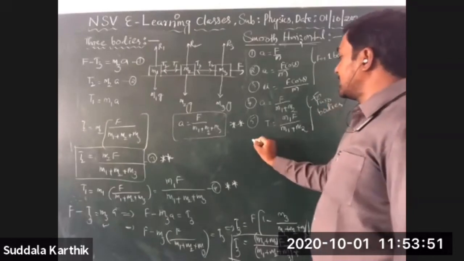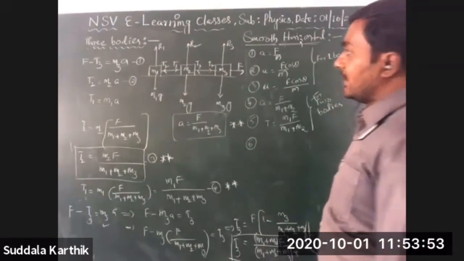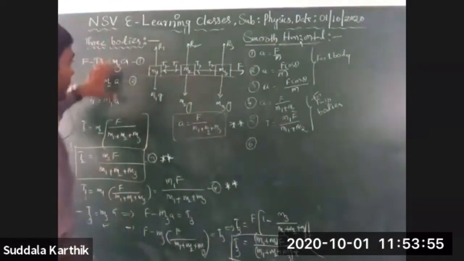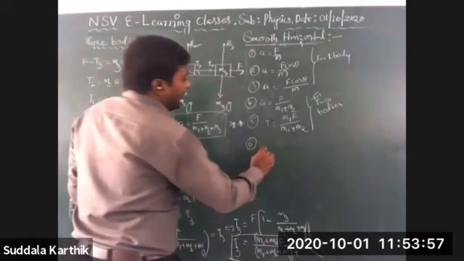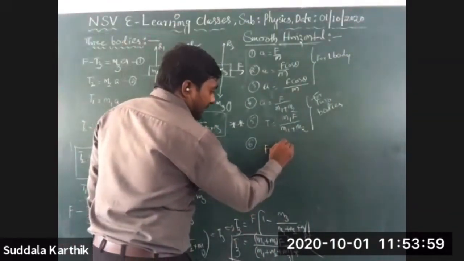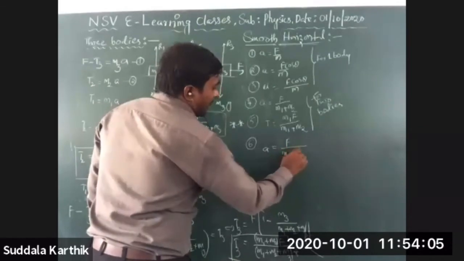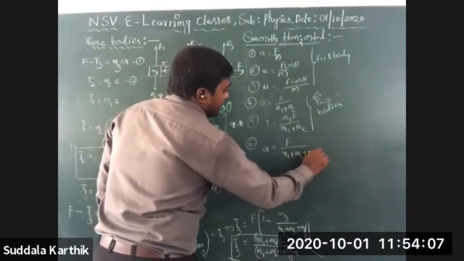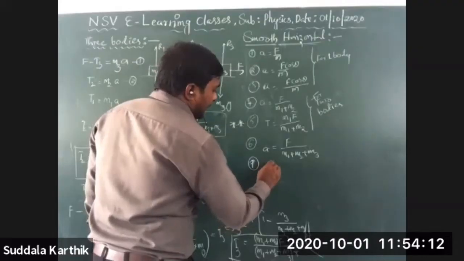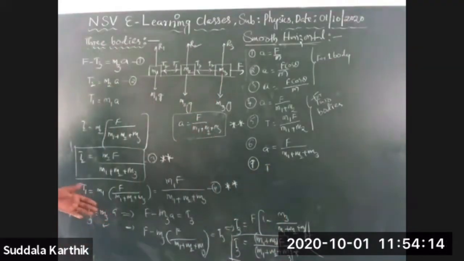For two bodies, the sixth one is what? Yes, for three bodies, what is there? F is equal to, tell me, a is equal to F by m1 plus m2 plus m3. The seventh one, what is that? T, yes, it is there.